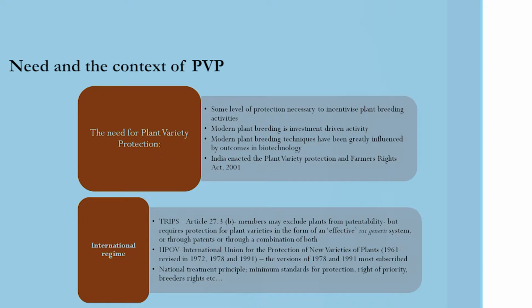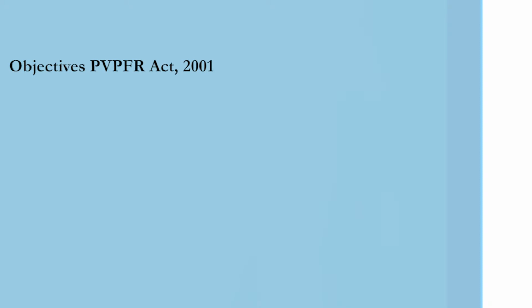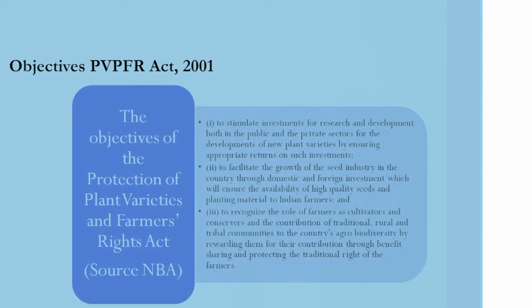It is also important to understand in the context of international protection that Article 27.3(b) of the TRIPS agreement does not require countries to comply with the UPOV Convention, that is the International Union for the Protection of New Varieties of Plants, either the 1978 or the revised version of 1991. Now, India could subscribe to either version, but in case of 1978 the subscription is closed and it is open for India to subscribe to the 1991 version. The 1991 version looks into the principle of national treatment, minimum standards of protection, right to priority and breeders' rights, etc.